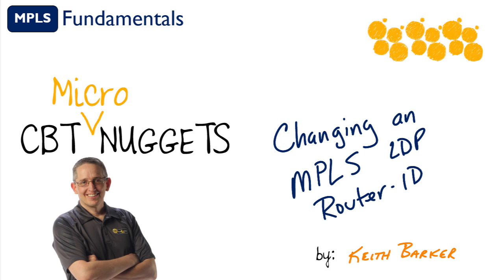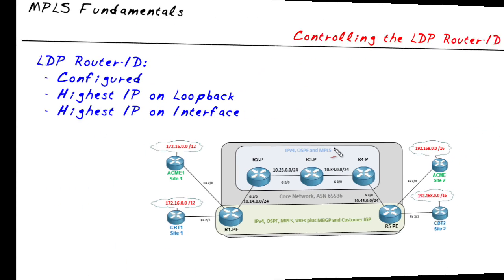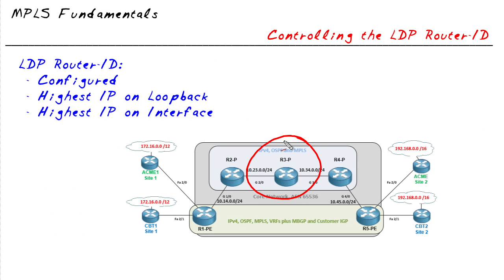In this video, I'm going to walk you through how to change the router ID on a label switching router. Let's begin. When a router is running MPLS, it's going to have something called an LDP Router ID. LDP is the Label Distribution Protocol that's turned on automatically when you enable MPLS on this router and its interfaces.